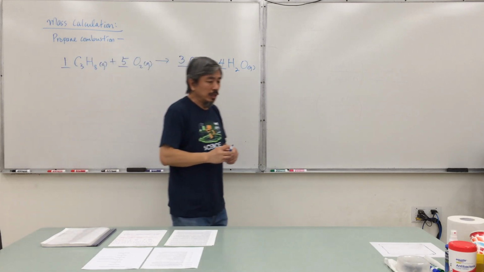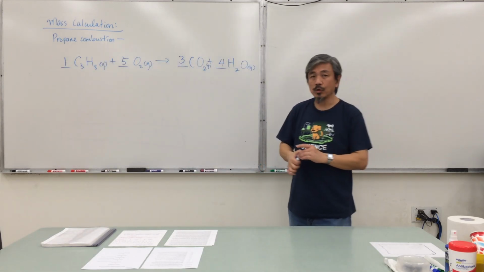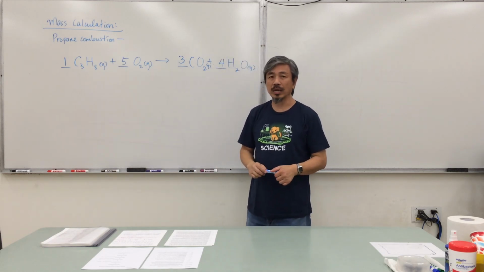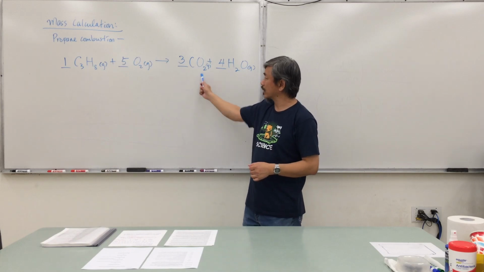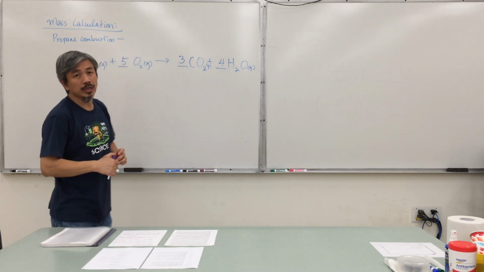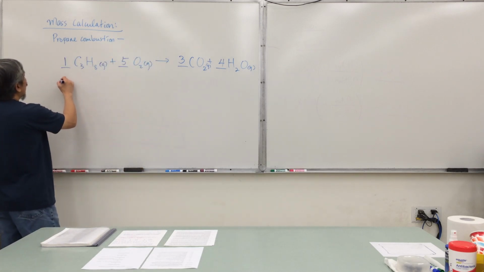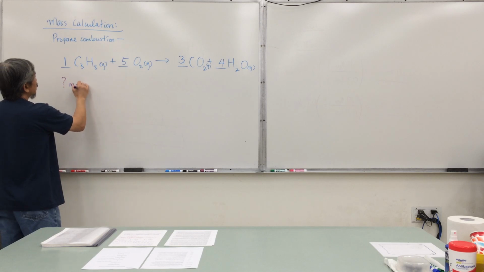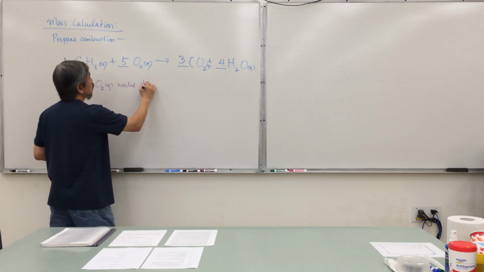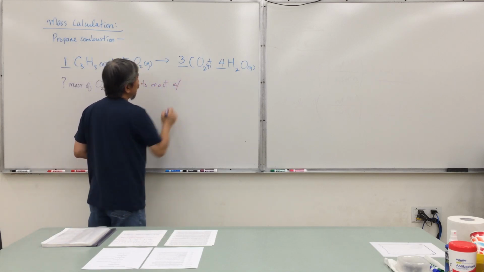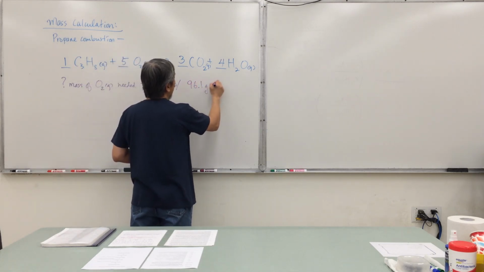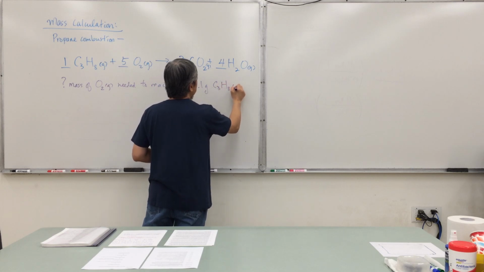So the very first thing you need in order to do this type of stoichiometric calculation is you must have a balanced chemical reaction equation. That's the first thing you need to make sure you have. Once you have that, the next step is, what are we looking at? Well, in this case, my question might be, what is the mass of my oxygen gas needed to react with, let's say, a given amount of my propane. So let's say with 96.1 grams of propane gas.